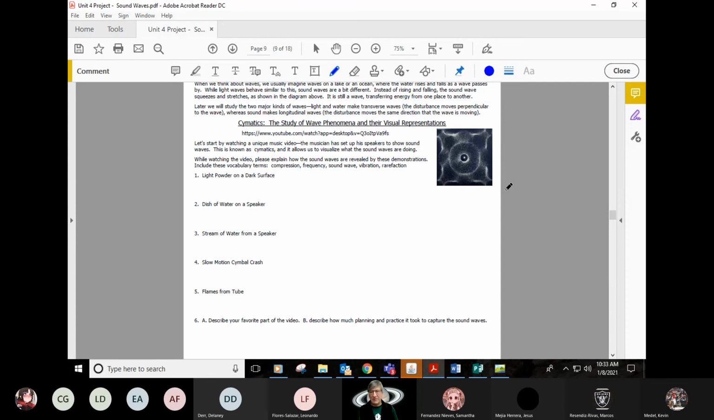He also does this with flowing water. So the water flows in different patterns when the sound goes through it, and he even does it with flames at one point. You could see the flames changing because of the sound waves going through there.